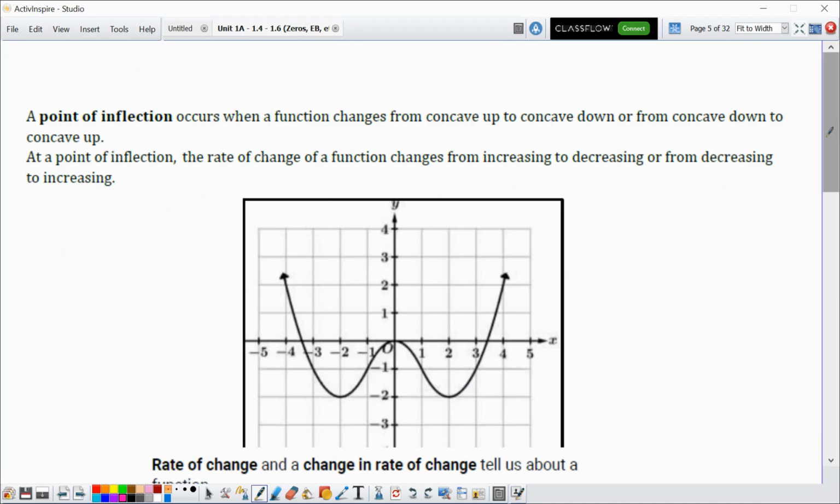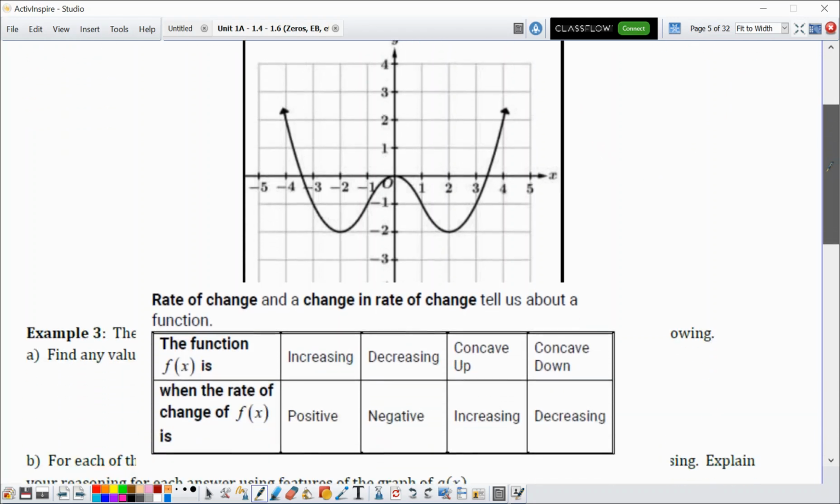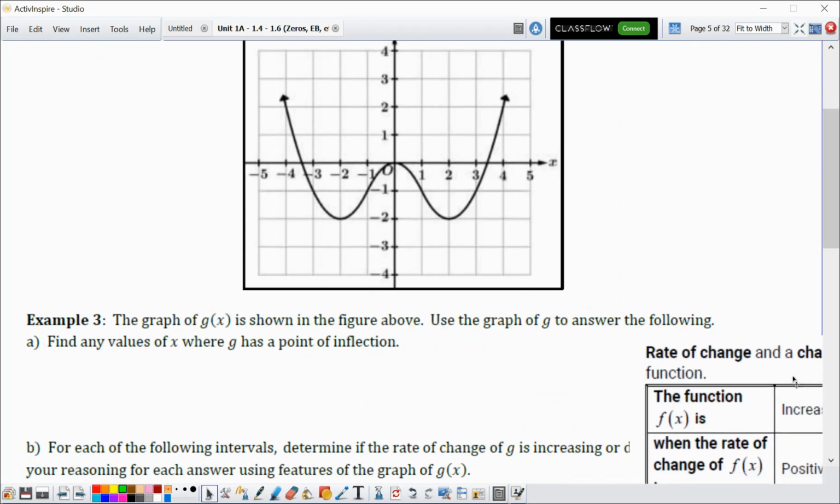So let's talk about point of inflection. This is a very important part of the video, so make sure you pause or watch again if you need to. Point of inflection, acronym POI, we use that in calculus also. A point of inflection occurs when the function changes from concave up to concave down or concave down to concave up. In other words, it changes concavity. To better understand it, we are going to look at this graph.